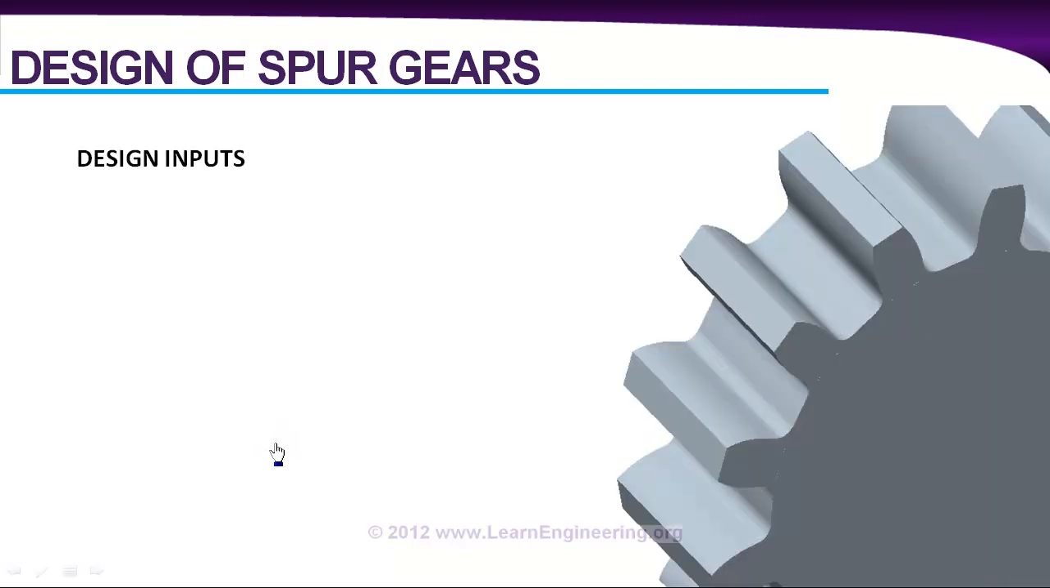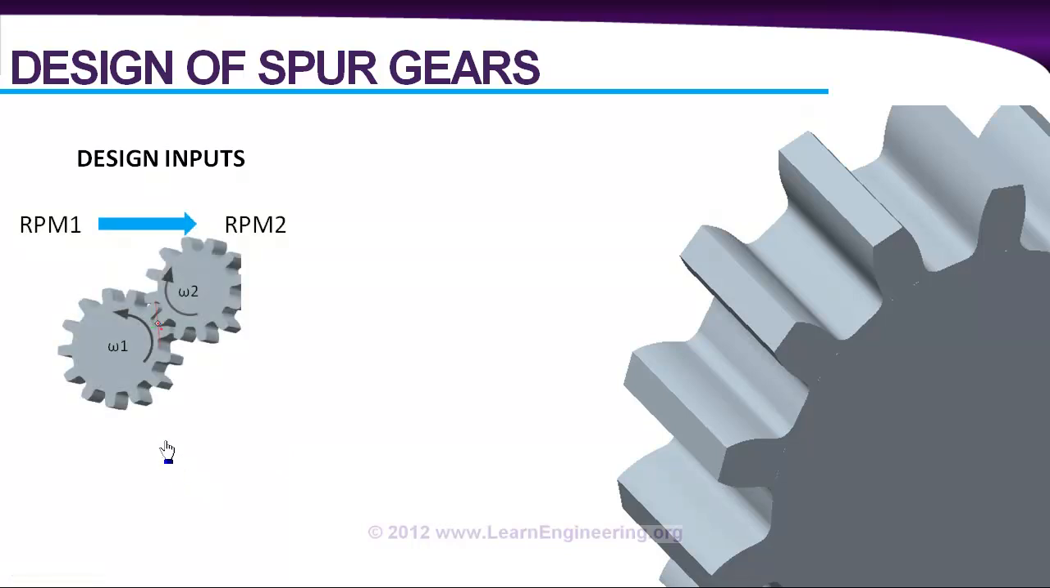Before starting, the designer will have the following design requirements or design inputs. His gear should be able to transform one angular velocity to another angular velocity, RPM1 to RPM2, and it should transmit a specified amount of power. Also, there will be some space constraints, so his design should be able to meet that also. And most of the time, material of design is an input to the designer.